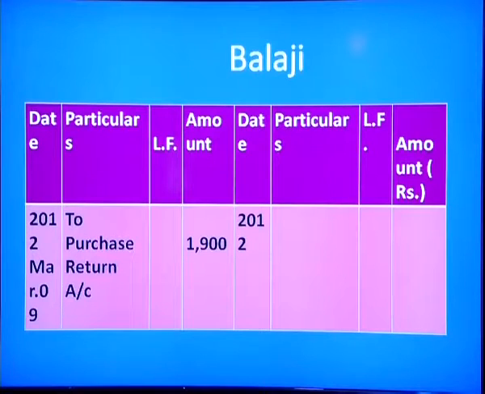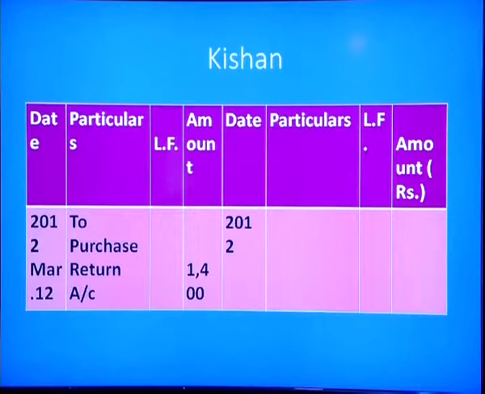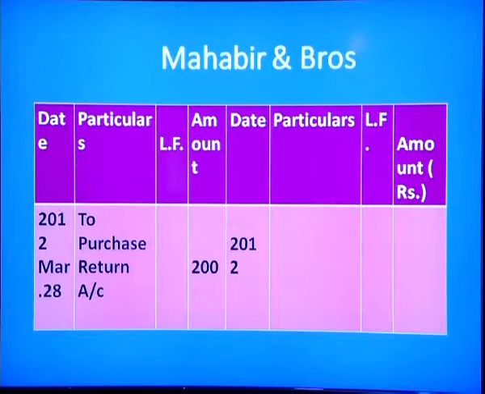Now, from the earlier transactions that we have mentioned just now, I have posted them into the ledger accounts. So, Balaji's account will come on the debit side to purchase returns account, with date and amount in the respective column. Kishan's account, on the debit side, in the particulars column, you will write to purchase returns account and date and amount in the respective column.